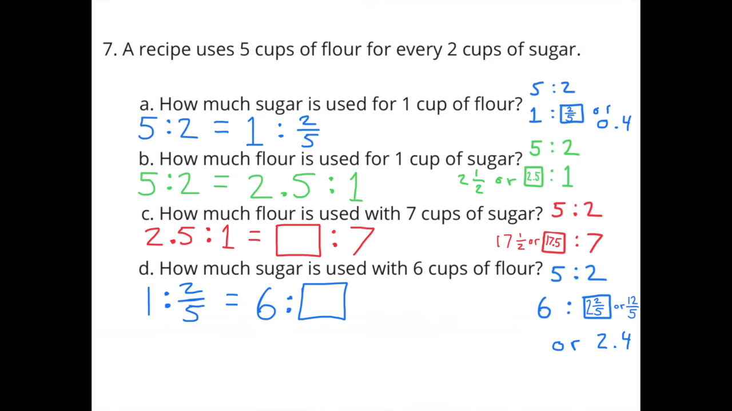D. How much sugar is used with 6 cups of flour? So a 5 to 2 ratio is the same as 1 to 2/5, which is equal to 6 to 2 2/5. So if you used 6 cups of flour, you'd have to use 2 2/5 cups of sugar.